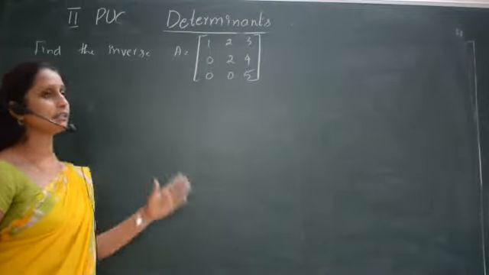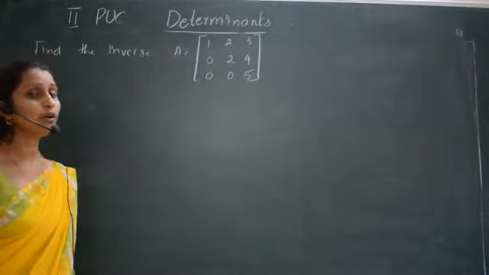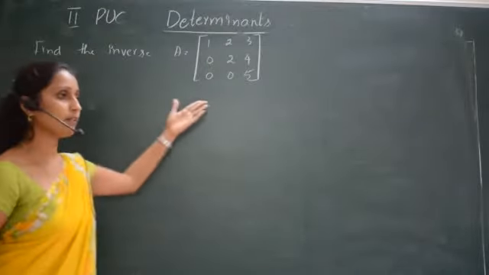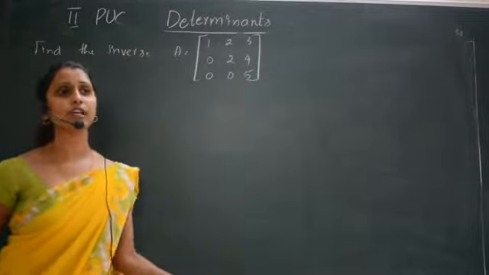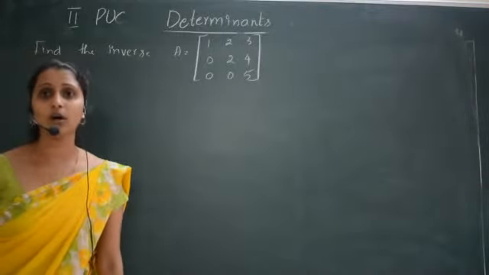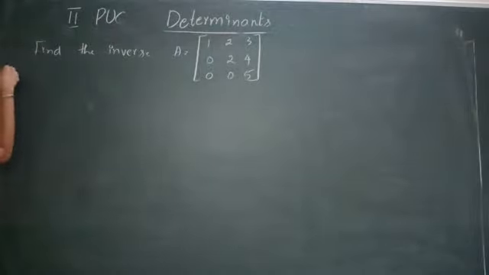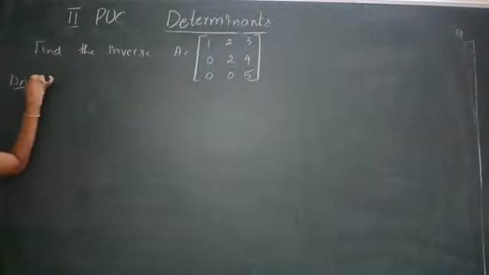A is given like this. So what is the inverse of this? We have to calculate. First we consider the given matrix A. After that we have to check whether the inverse exists or not. So how to check whether the inverse exists? We have to calculate the determinant of A.